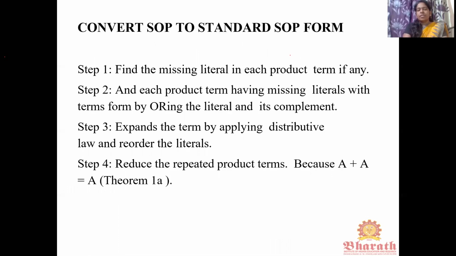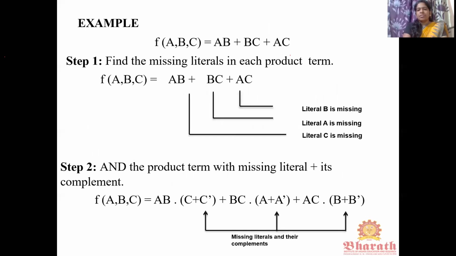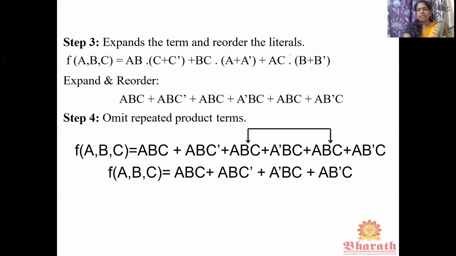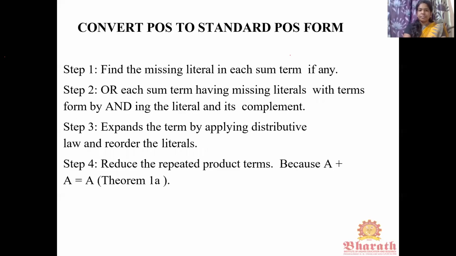So for the conversion of SOP to standard SOP or POS to standard POS form, the procedure is same only. So this is the example. First step is missing literals we have to find out. Then AND the product terms by its missing term and its complement. Then we have to expand and reorder. Then we have to omit our repeated product term. Then convert POS to standard POS form. Find the missing literal. Here, the one thing we are going to change over here is OR. We have to OR each sum terms.